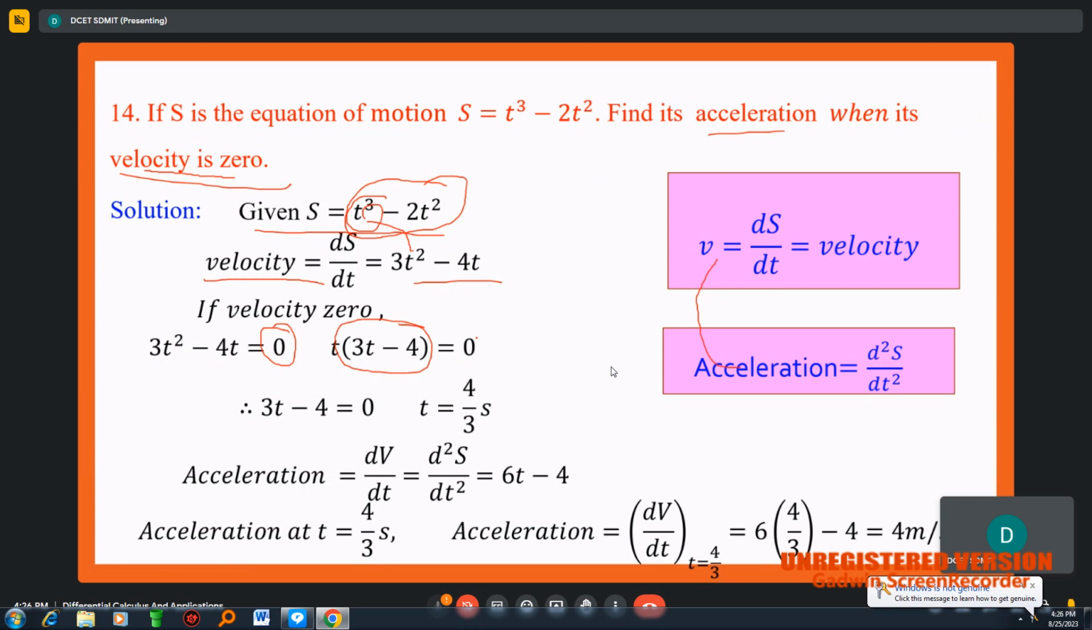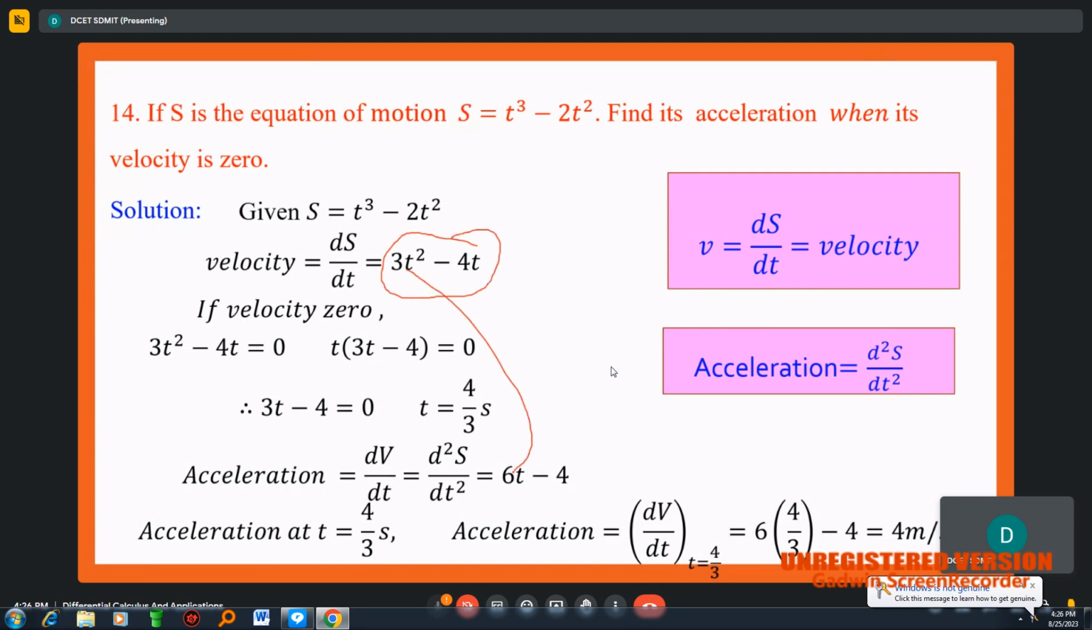After that we have to find out the acceleration. What is the acceleration here? dv by dt, that is equal to the differentiation of velocity, that is d square s divided by dt square. What is the differentiation of 3t square minus 4t? Differentiation of 3t square is 6t, minus differentiation of 4t is 4. Now we are getting acceleration is 6t minus 4. Now we have to find out the acceleration at t is equal to 4 by 3 second. Now we are replacing t with 4 by 3. After the simplification, we are getting 4 meter per second square. Okay, clear?